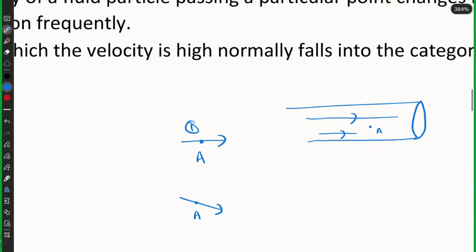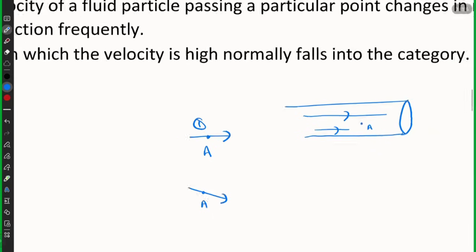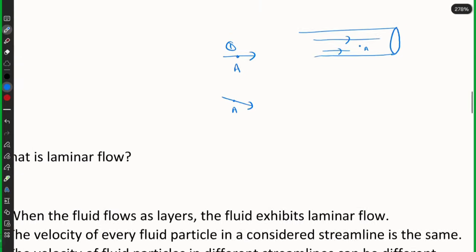The velocity of the particles passing through that considered point is always going to change with time, right? And also, the way it changes with time is disorderly. There is no pattern, there's no order, there's only chaos, right? I hope you all understand the difference between turbulent flow and streamlined flow, right? Yes, sir. Right, understood.